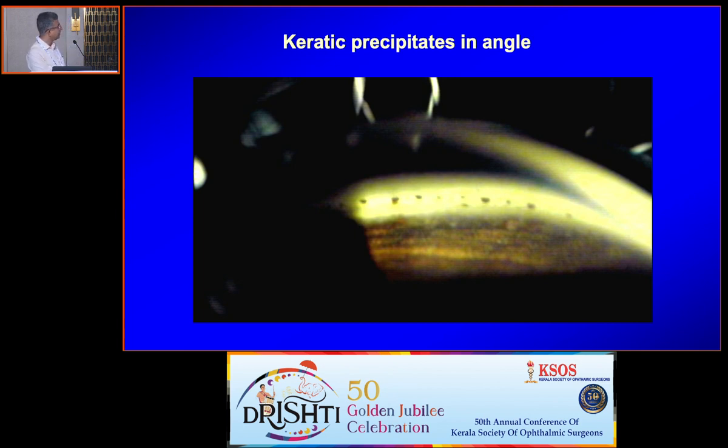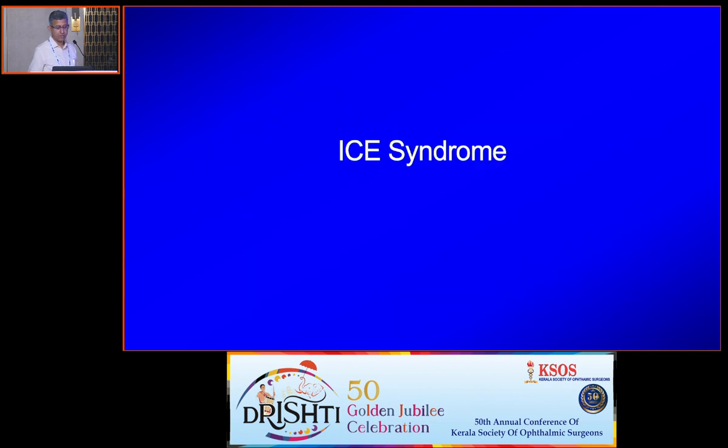You will see these pigmented KPs. So this is somebody who's had a few attacks. There are a few KPs here which are transparent, but these pigmented old KPs on the endothelium are what you will see on gonioscopy. And this is usually fairly confirmatory of some sort of angle issues.